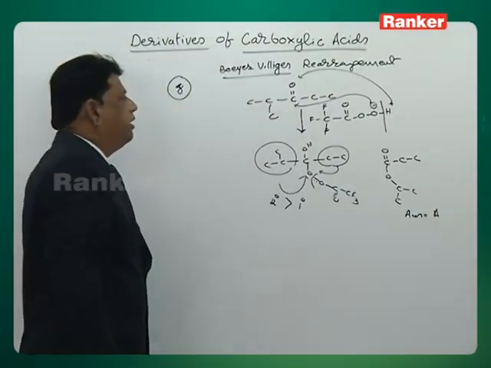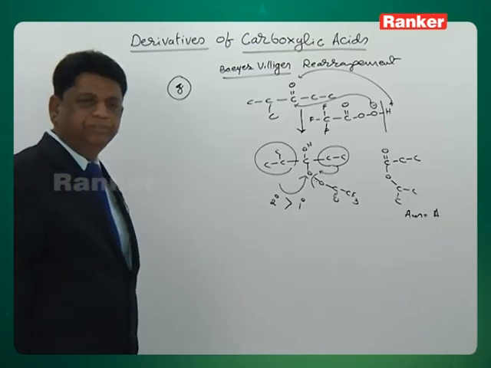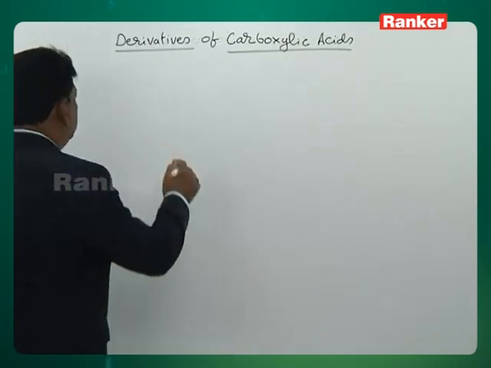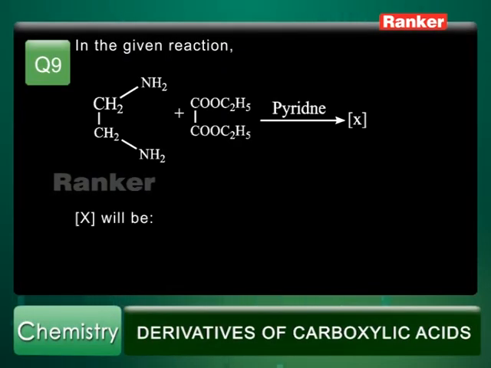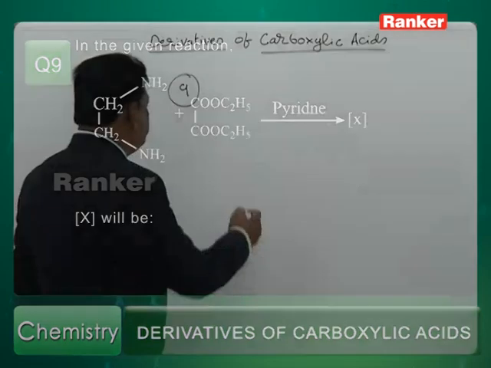Baeyer-Villiger rearrangement or Baeyer-Villiger oxidation. So, let us go to question number 9. In this reaction, 1,2-diaminoethane, that is ethylenediamine, is treated with a diethyl oxalic acid derivative, diethyl oxalate, in presence of pyridine, and compound X is formed. What is happening in this reaction?